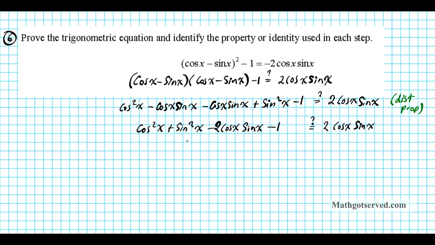Now, does this look like an identity that you can recognize? Cosine squared x plus sine squared x. Absolutely, they add up to 1, right? So this is 1, minus, we can now move this 1 right here. 1 minus 1 minus 2 cosine x sine x. Is it equal to 2 cosine x sine x?